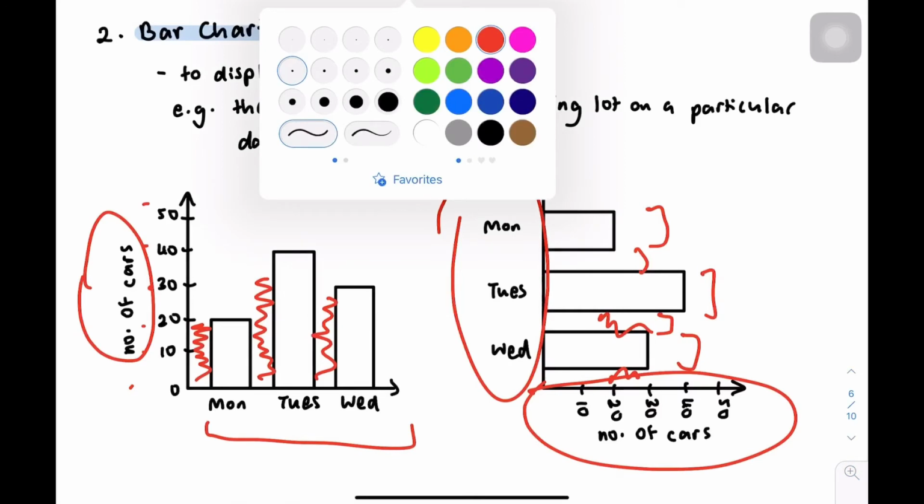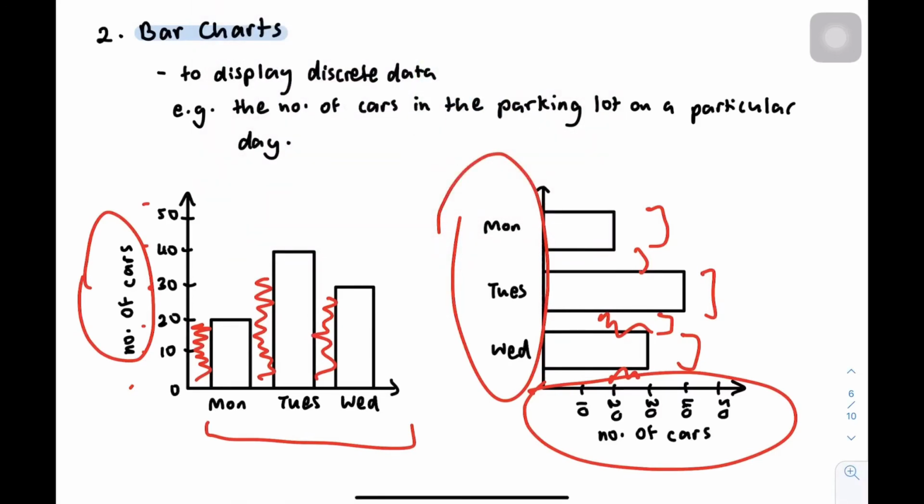Also, I didn't label it here because the example up there is already the instruction. But if you draw a bar graph, it is best to label it. So in this case, you can just write number of cars in a parking lot on a particular day.